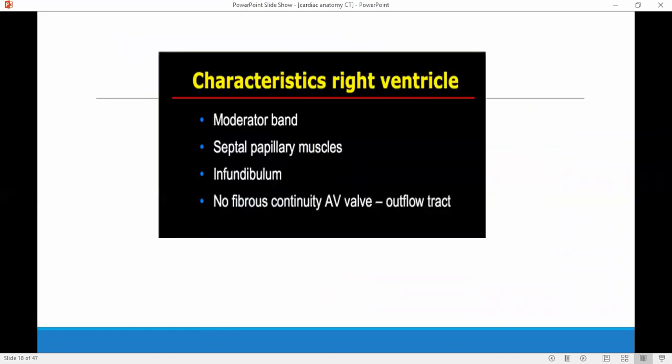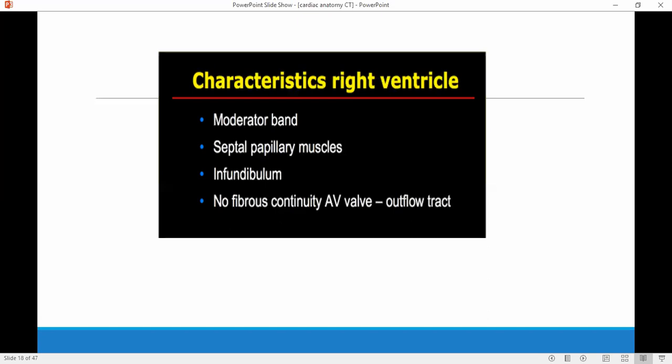Characteristics of the right ventricle: how do we differentiate the right ventricle from the left ventricle? The right ventricle does not always lie anteriorly and to the right, as in congenital heart disease. In some congenital heart disease, we should know the characteristic features of the right ventricle. It has a moderator band, septal papillary muscle, infundibulum, no fibrous continuity between the tricuspid and pulmonary valve outflow, and is triangular in shape, more trabeculated, with an apically displaced tricuspid valve.